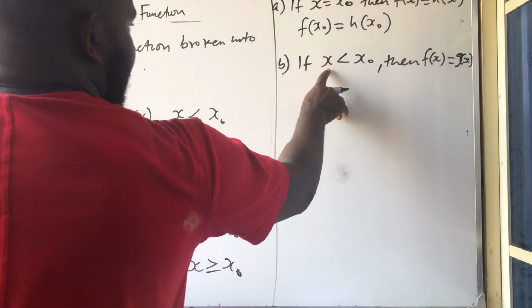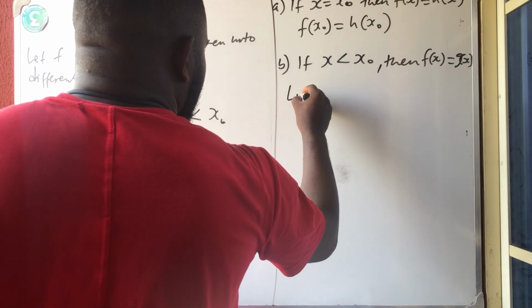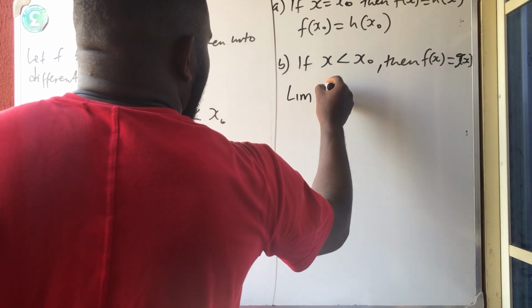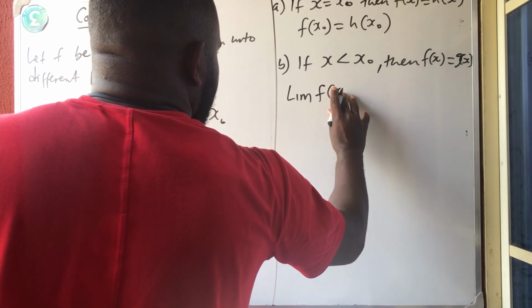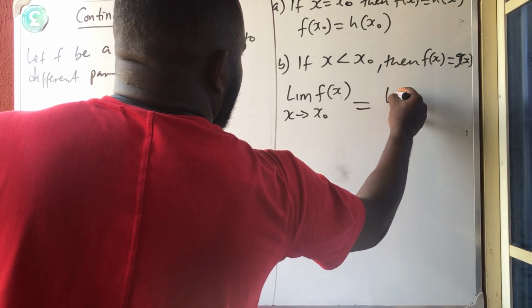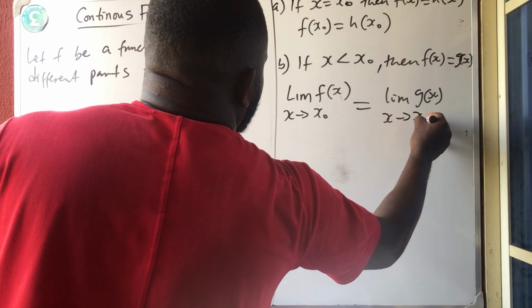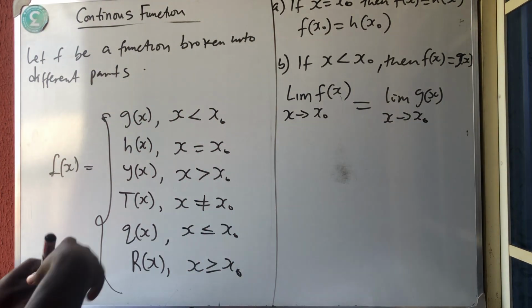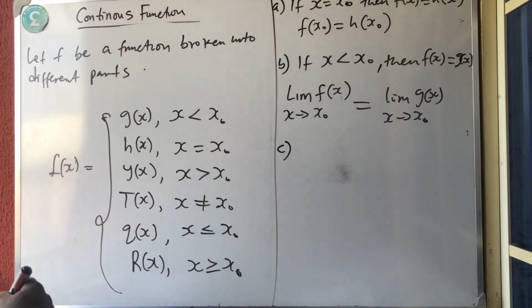That whenever x is less than x naught, what we use to determine the continuity is that what? That the limit of f of x as x tends to x naught must be equal to what? The limit of g of x as x tends to x naught. Okay, if they are equal, we just use the function. But if they are not equal, if it's less than, we use what? The limit. Okay, we use the limit.